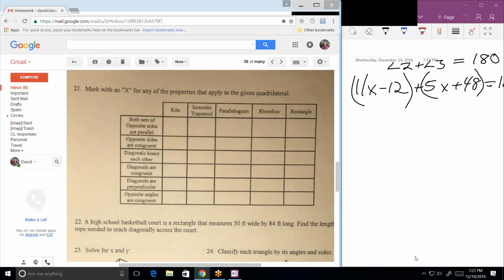Let's start with a kite. How many rows do we have here? We have row 1, 2, 3, 4, 5, 6. I don't know why they didn't number them. It would make it more logical and easier to talk about. Is row 1 true for a kite? No. Is row 2 true for a kite?